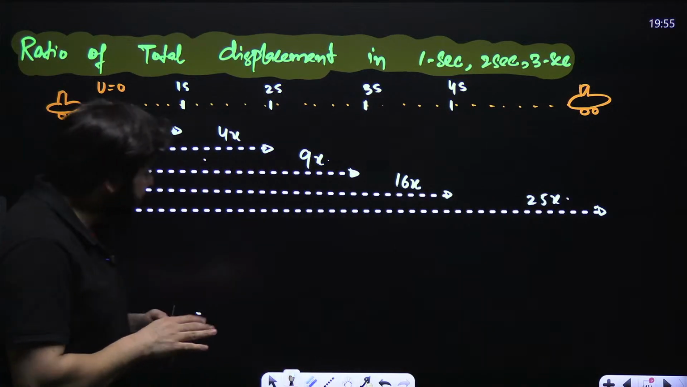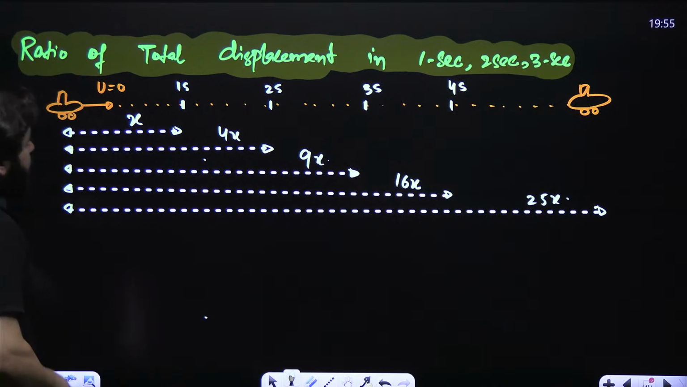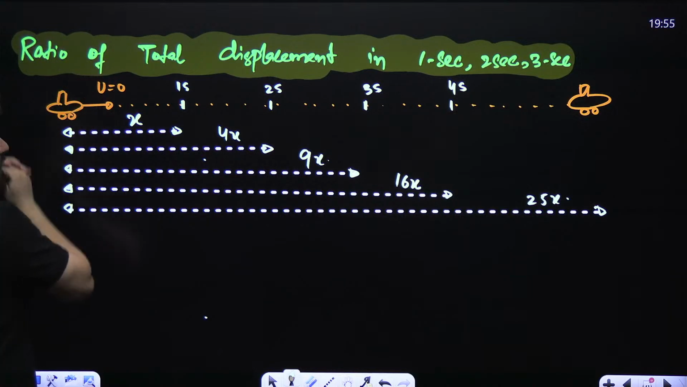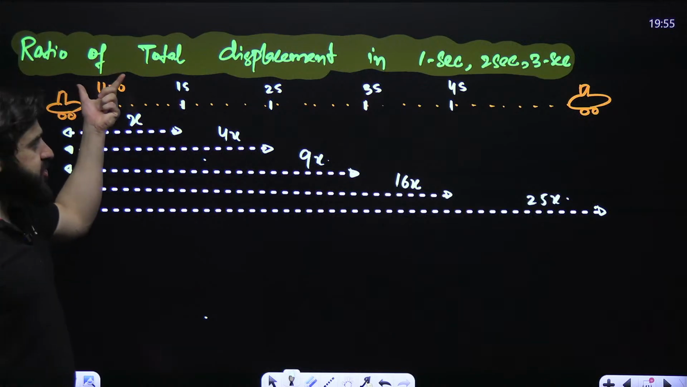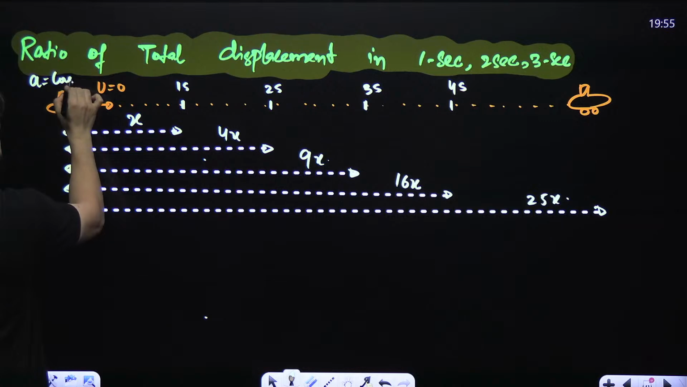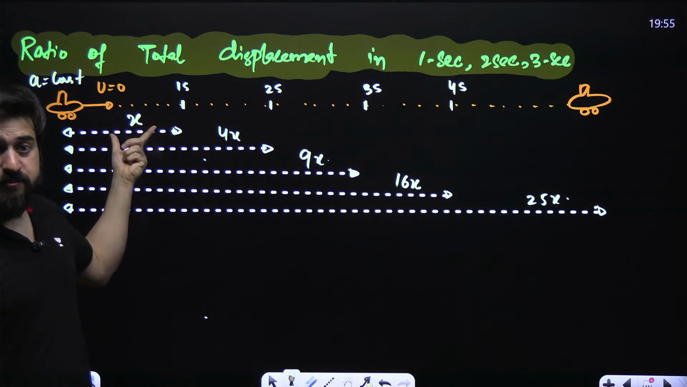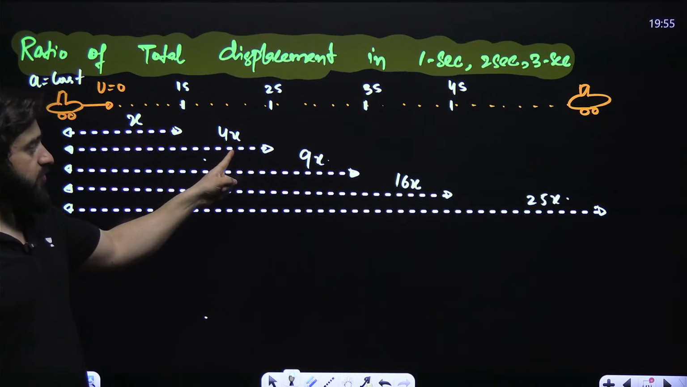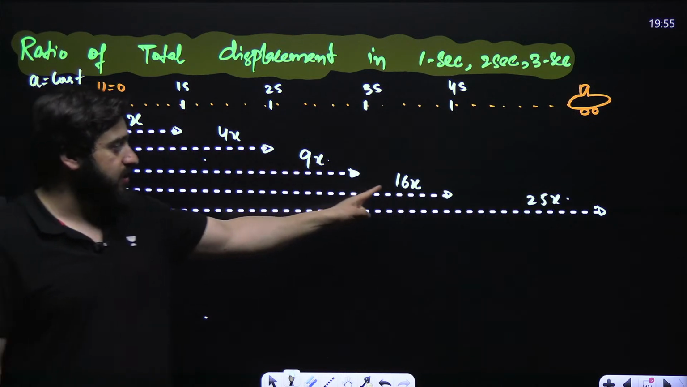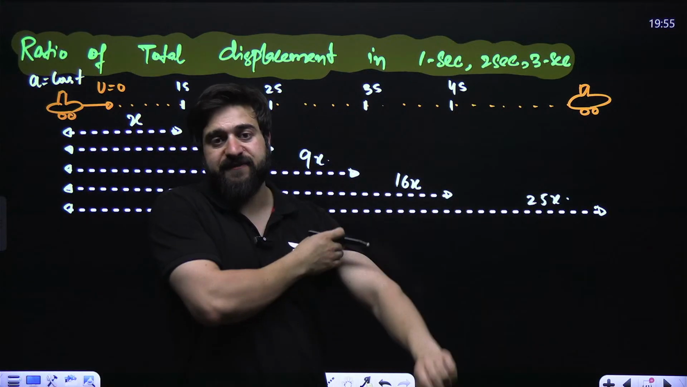So remember, my dear friends, a car started from rest and acceleration is constant; this is also the condition. In 1 second it covers x as displacement, in 2 seconds 4x, in 3 seconds 9x, in 4 seconds 16x, in 5 seconds it will cover 25x, and so on.